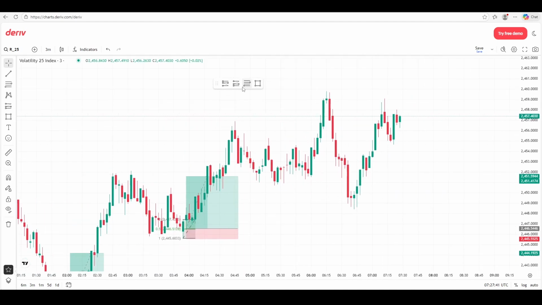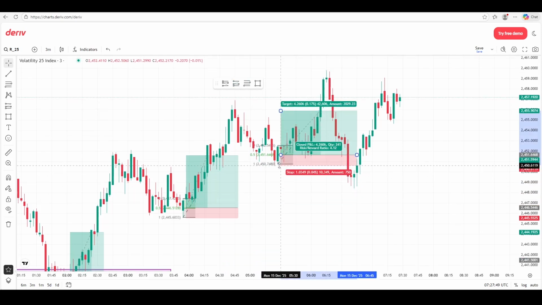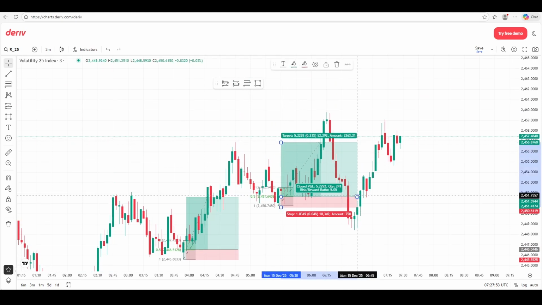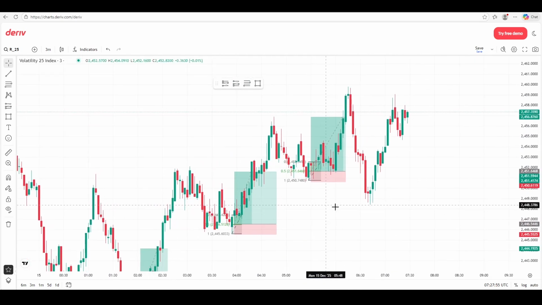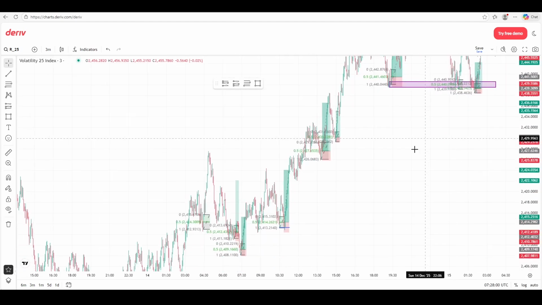Maybe you would consider taking this as well, as long as you have a bullish engulfing pattern. Then you have a valid setup. You just wait for price to retrace to the 50% and take the trade. So that is it. You can see that is how you would have participated in this price action.